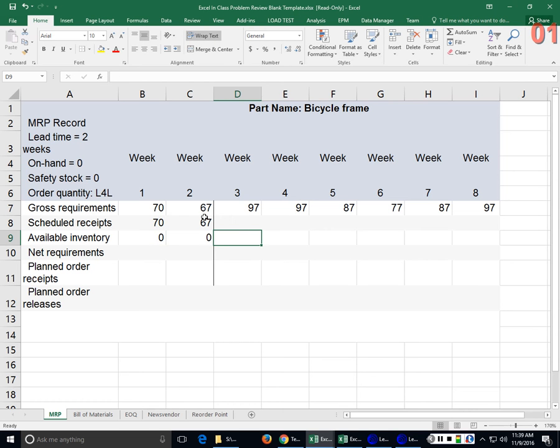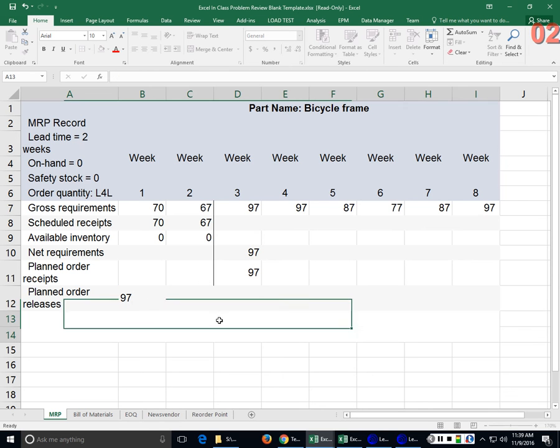And so then I come to week 3. My gross requirements are 97. I don't have any previous inventory, so that means my net requirements are 97, meaning I need to plan for a receipt to come in at the beginning of that week for 97, and then I need to back it up 2 weeks to release my order to my vendor, so that I get what I need in.